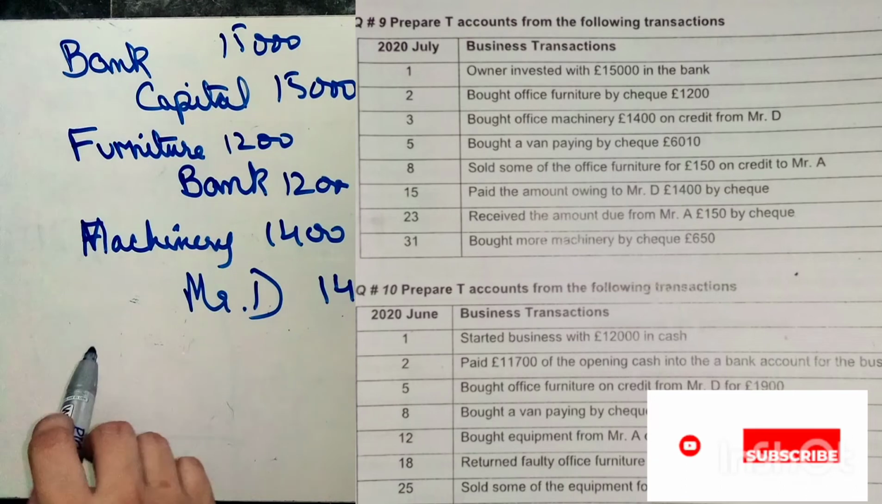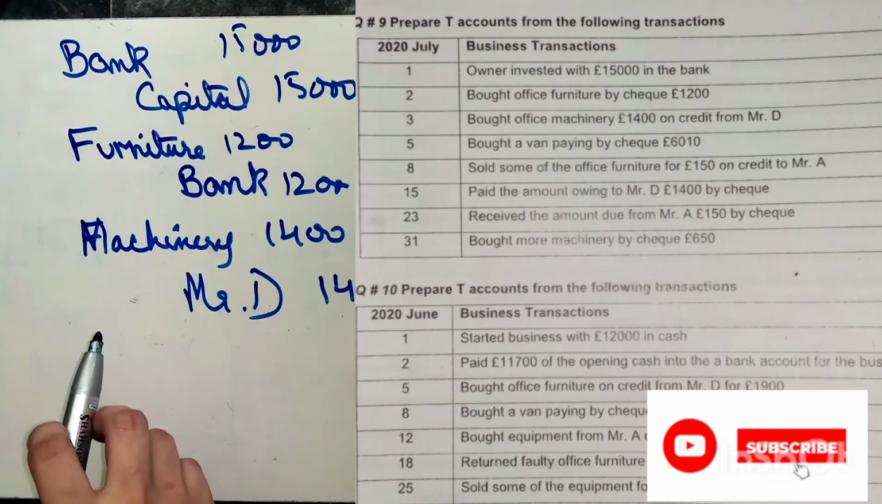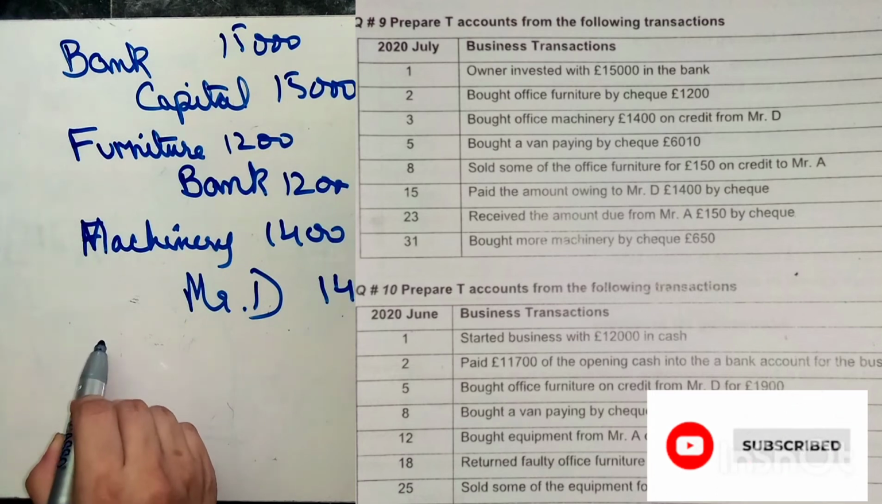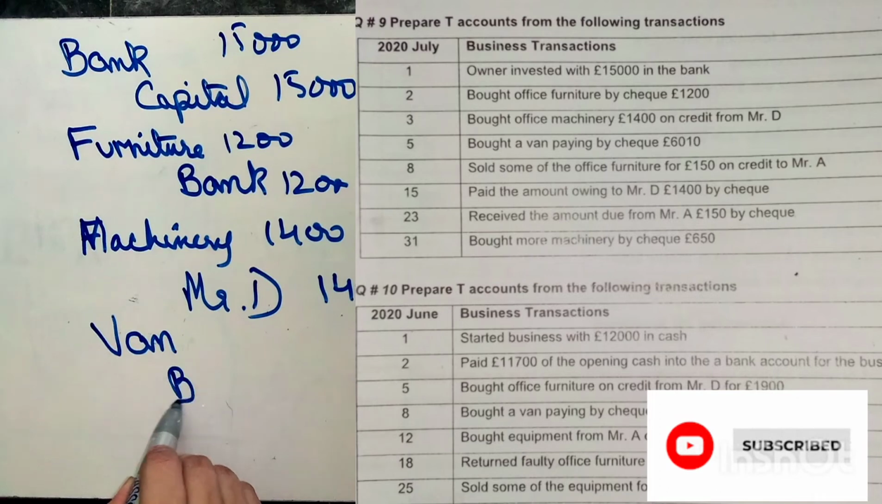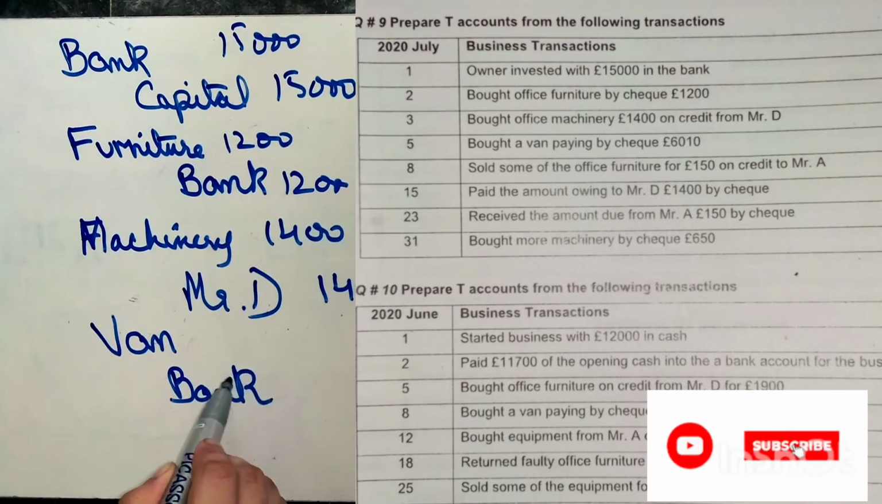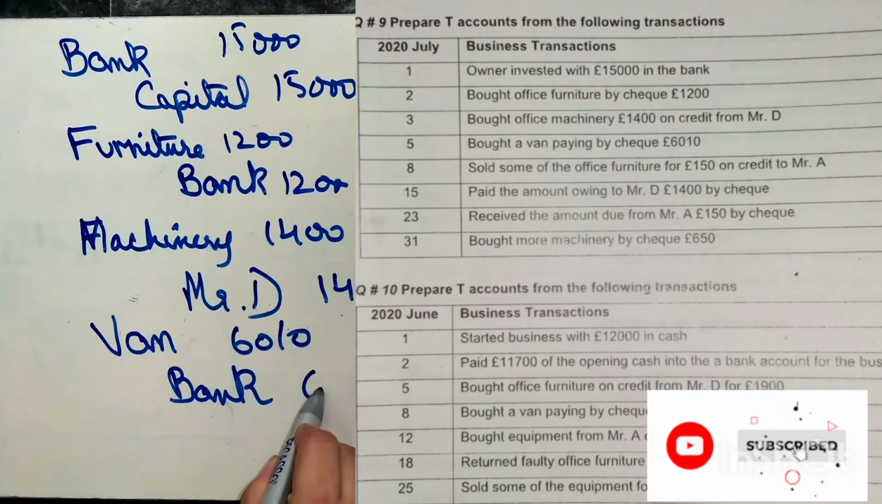Now comes van. Bought a van paying by check. If they have written check, means bank is involved. So, van to bank, 6010.